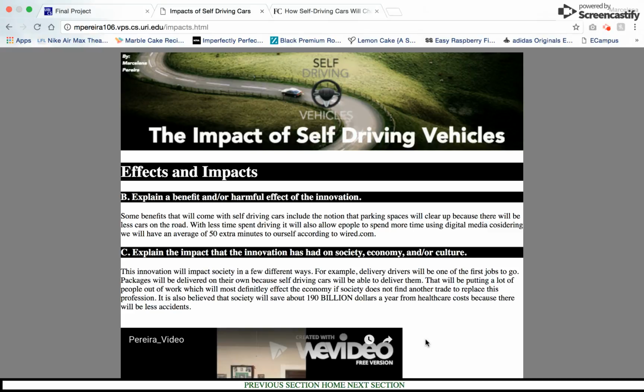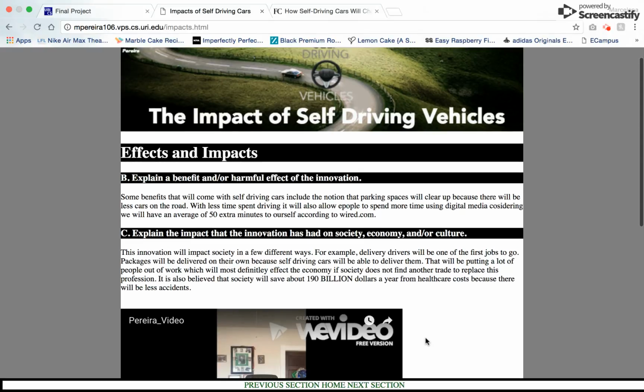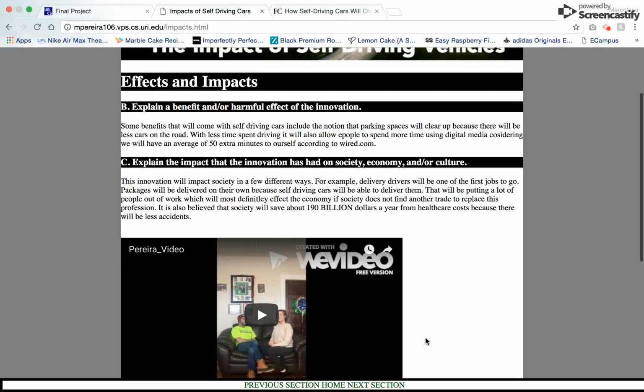Question C states, explain the impact that the innovation has had on society, economy, and or culture. So for our culture, it'll definitely make us a much more technological society, kind of relying on robots. That's essentially what the self-driving car is. As for the economy, as I said before, car insurance should be going down, but it'll also be putting quite a few people out of work if these self-driving cars do take on such a big role.